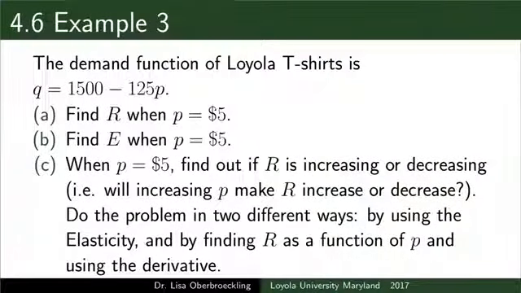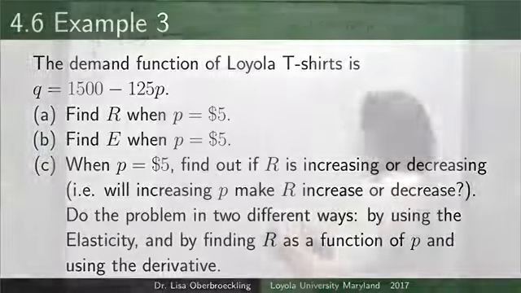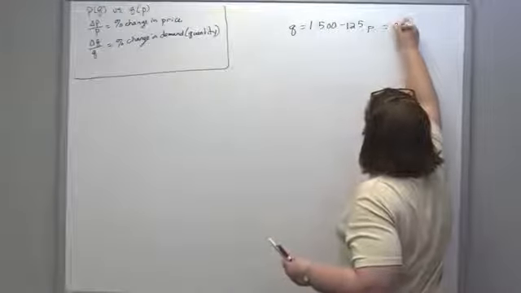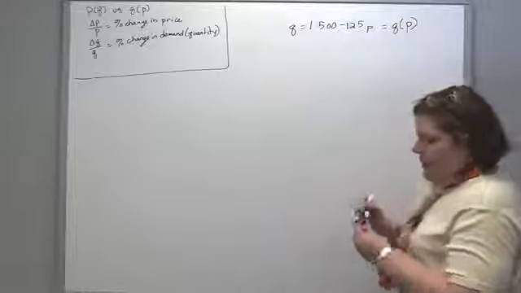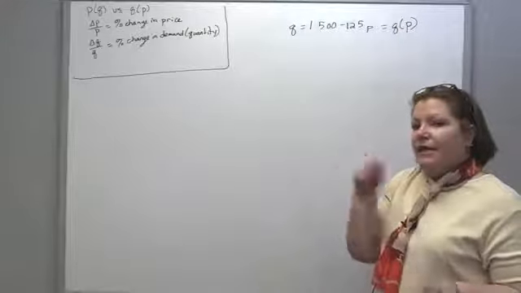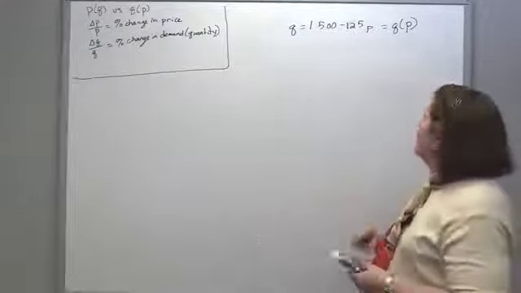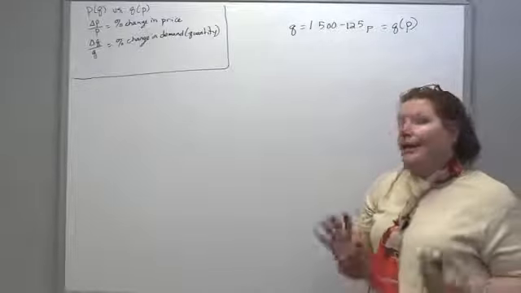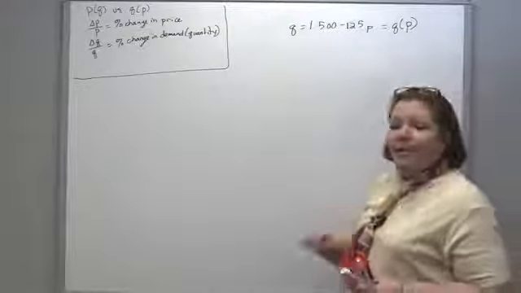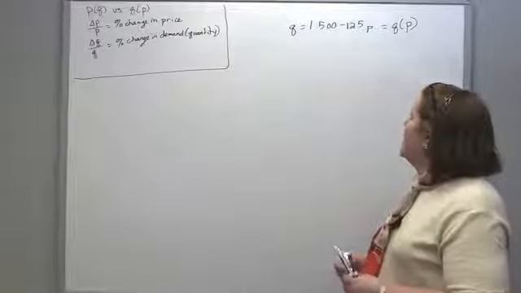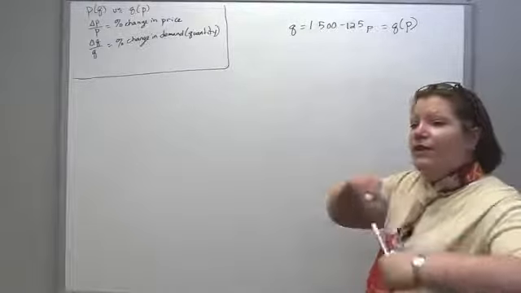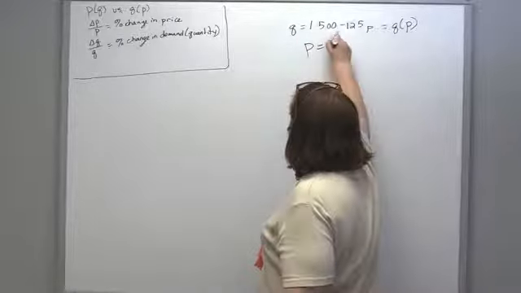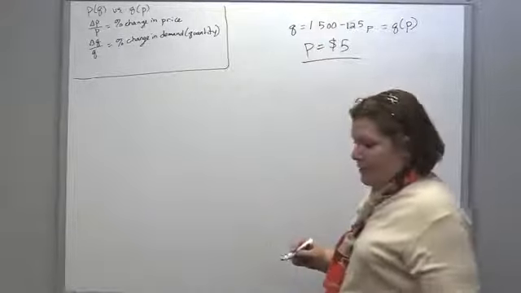In this example, we are given a demand function for Loyola t-shirts as Q equals 1,500 minus 125p. And remember, this is the reverse of some of our earlier sections where we were looking at P as a function of Q. Now we're looking at Q as a function of P, and that makes these problems a lot easier to deal with. In the first part, P equals $5 is what we care about.